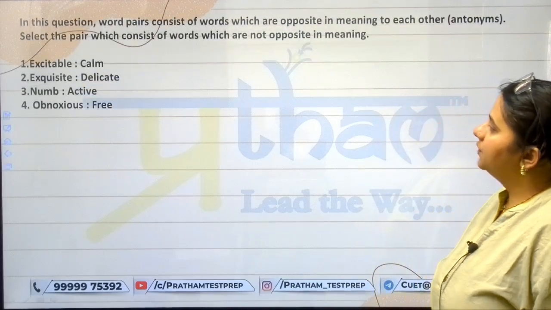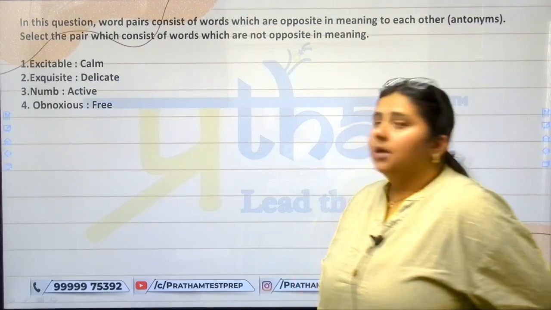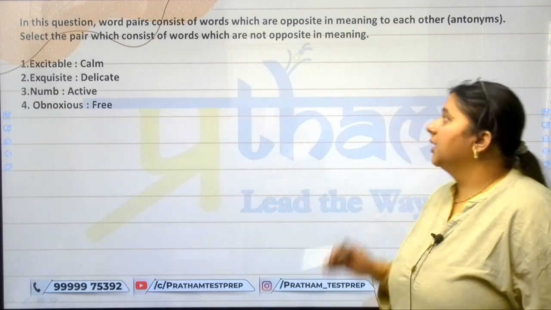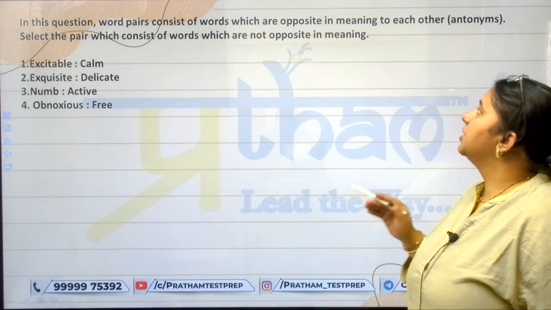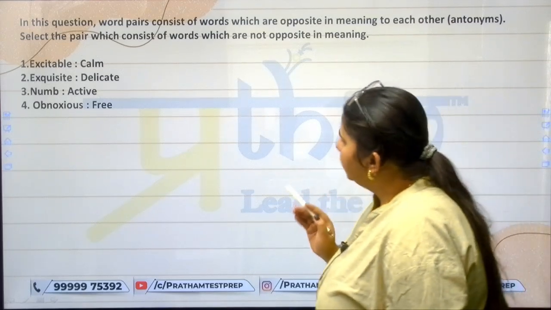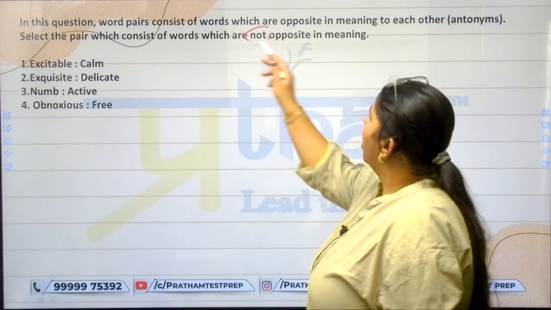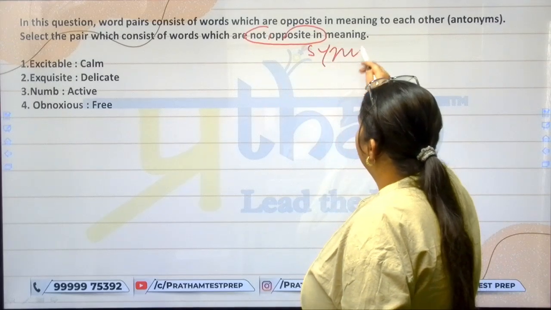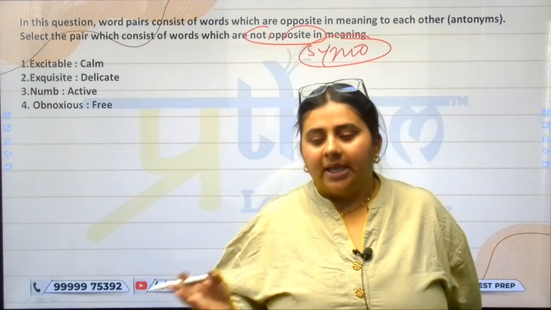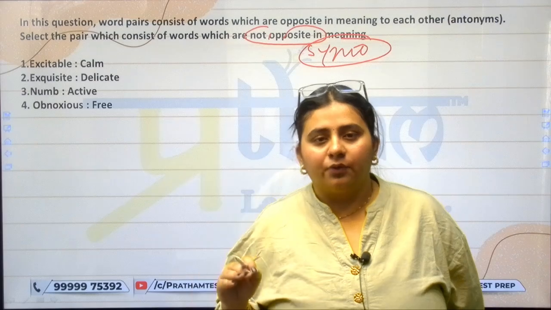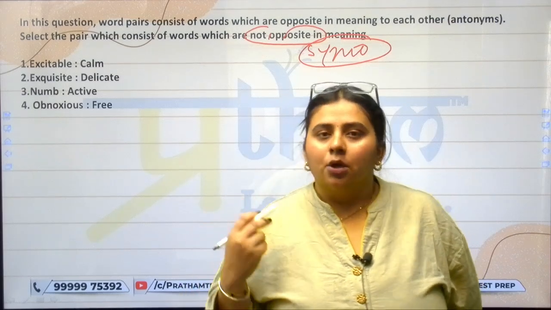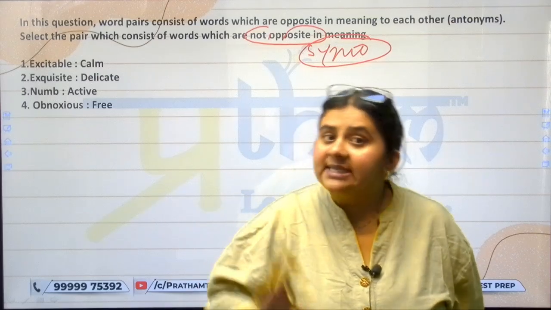So the next question is this. Again, we have to read the directions. It says in this question, each word pair consists of words which are opposite in meaning to each other. Select the pair which consists of words which are not opposites. So now we know, here we have to go for synonyms, right? In the previous question, we were told to find the pair of antonyms. Here we are told to find the pair of words which are synonyms. Let's see.